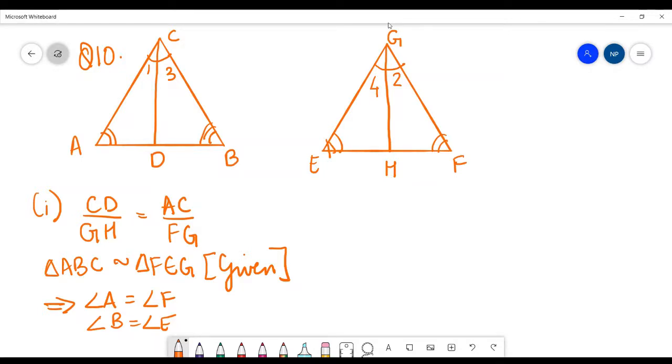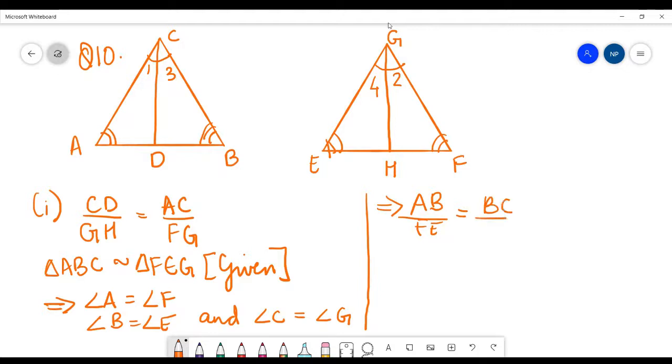And we know that angle C is equal to angle G. So over here, when the two triangles are similar, corresponding angles are equal. Also, we know that the corresponding sides are in the same ratio. That means AB upon FE is equal to BC upon EG, which is equal to AC upon FG. When the two triangles are similar, corresponding angles are equal and the corresponding sides are in the same ratio.